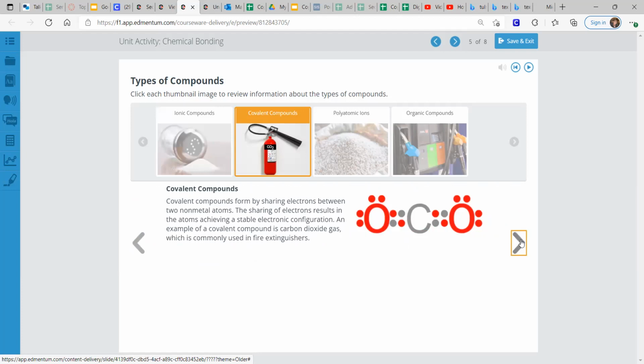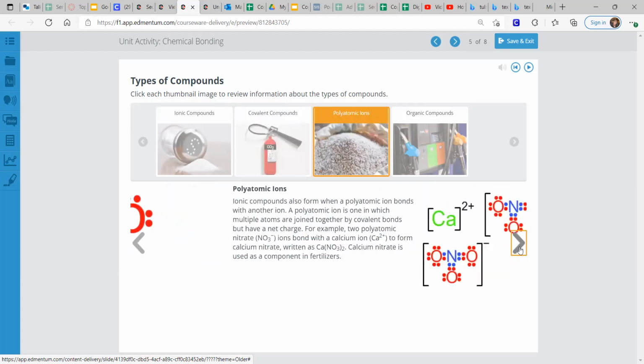Covalent compounds form by sharing electrons between two non-metal atoms. The sharing of electrons results in the atoms achieving a stable electronic configuration. An example of a covalent compound is carbon dioxide gas, which is commonly used in fire extinguishers.